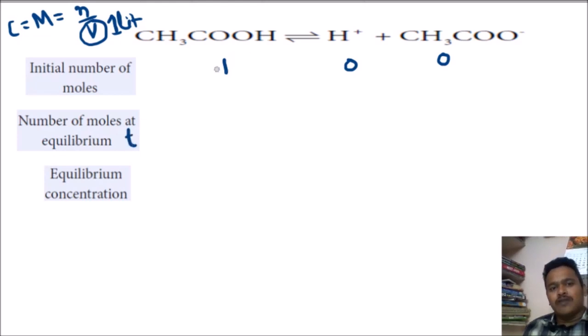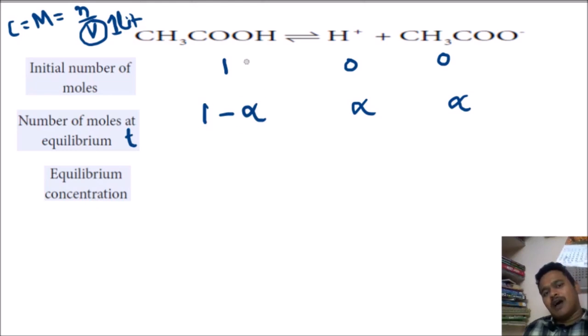Out of this, some alpha moles, where alpha is the degree of dissociation, are converting into H plus and CH3COO minus. Alpha is missing here, which means alpha is forming here and alpha is forming here. Equilibrium concentration: for 1 mole, 1 minus alpha will be at equilibrium.